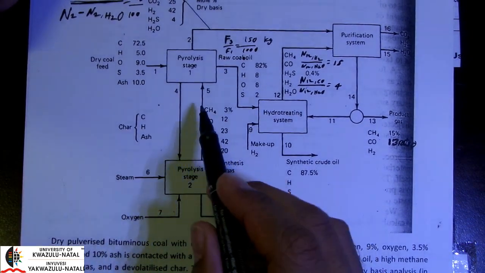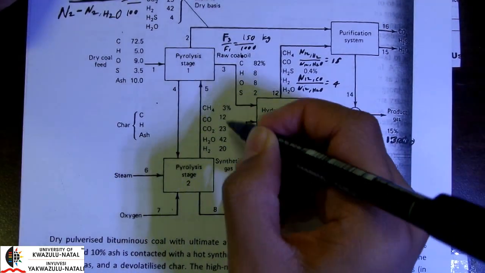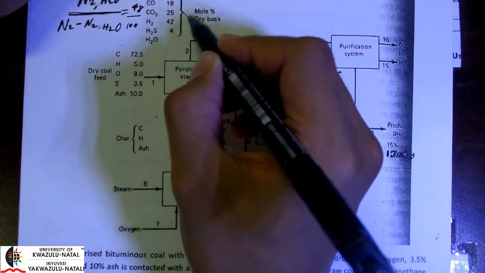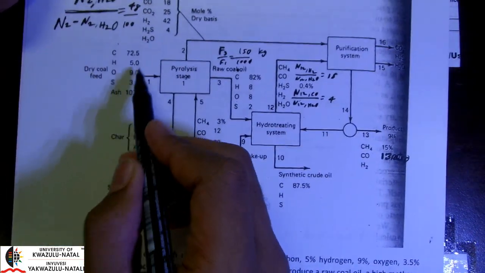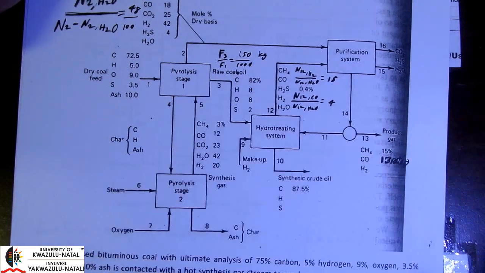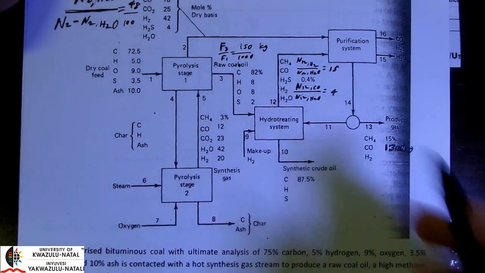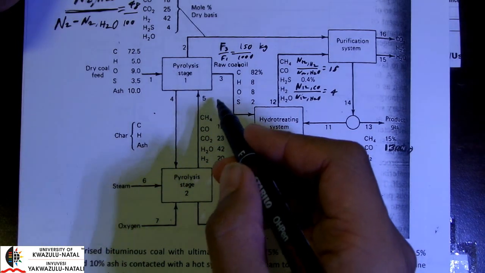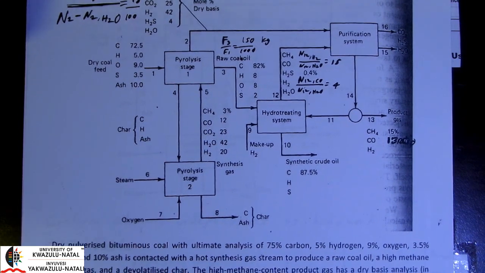Okay, and we have the composition of the synthesis gas, and this is by mole percent. Okay, so currently we have this in mole percent as well as our stream 2 in dry mole percent. We have our coal in mass percent, ultimate analysis, and our raw coal oil in mass percent. Okay, so we have our composition, and our synthesis gas is being produced, as well as our char, which is essentially elemental fixed carbon as well as ash.